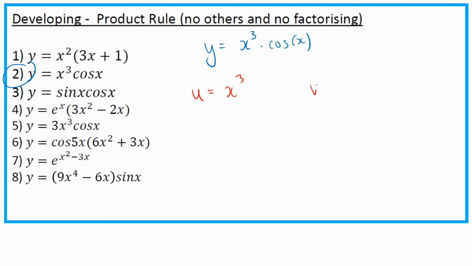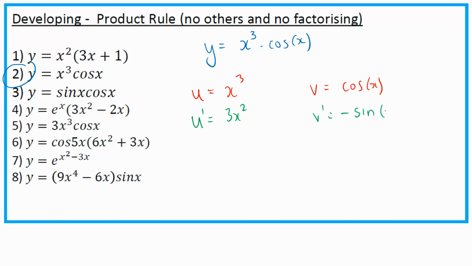Good. And v? Very good. So all you need now, once you define what u is and what v is, is to find the derivative. So here we go. I'm going to do it in green. What is u dash, which is the derivative of x cubed? What is that? 3x squared. Good. Next one, v dash. Good. Don't forget the negative.